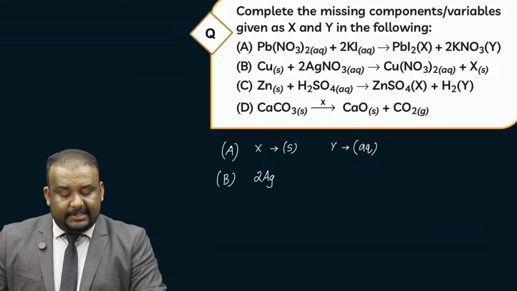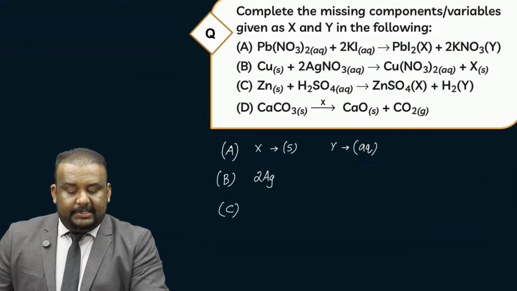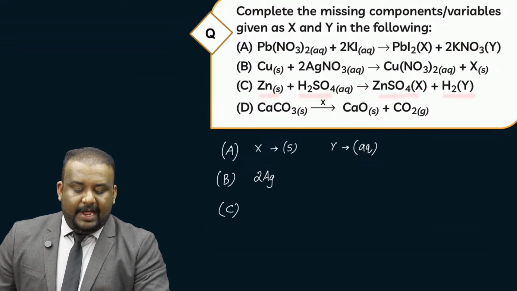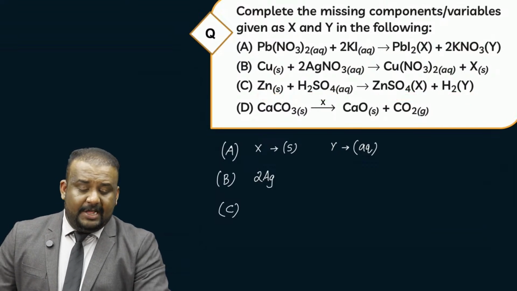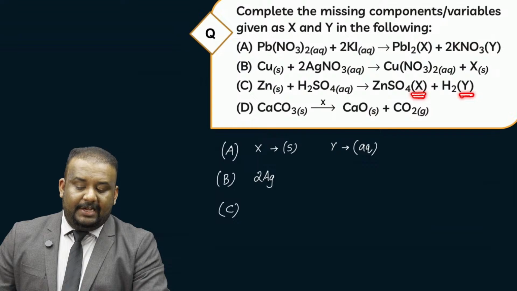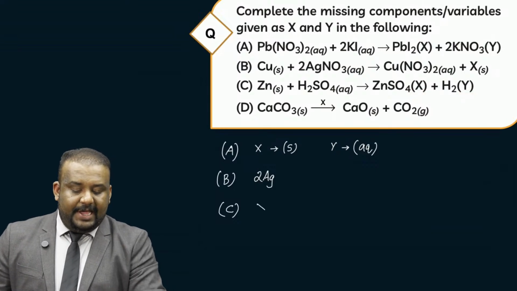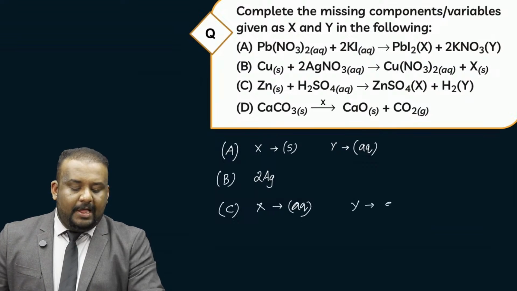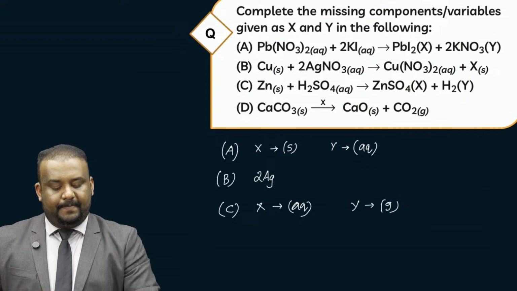Now see, zinc plus H2SO4 gives zinc sulfate plus H2. Here again we discussed this reaction in the first slide. Zinc sulfate is aqueous, hydrogen is a gas. So we can say X is going to be aq and Y is going to be g, gas.